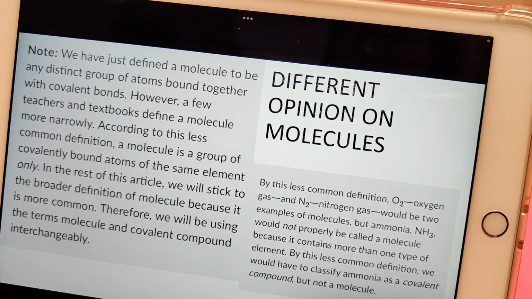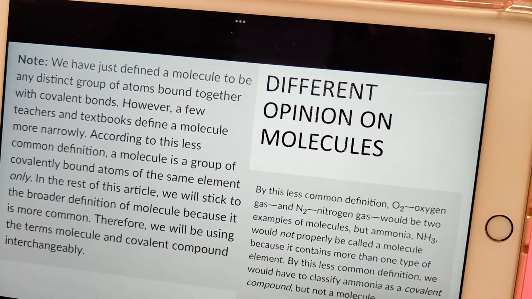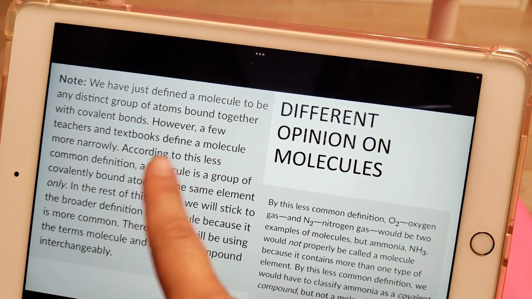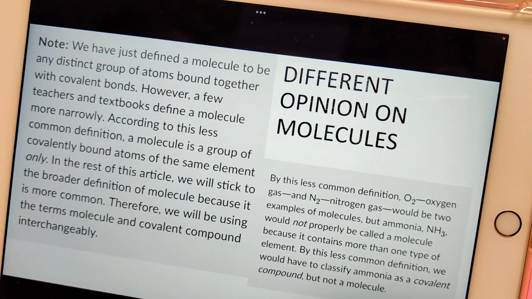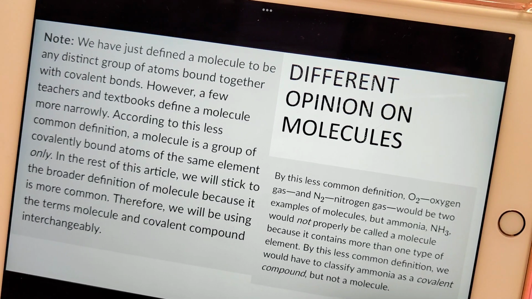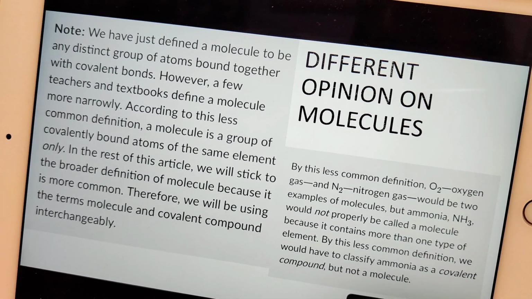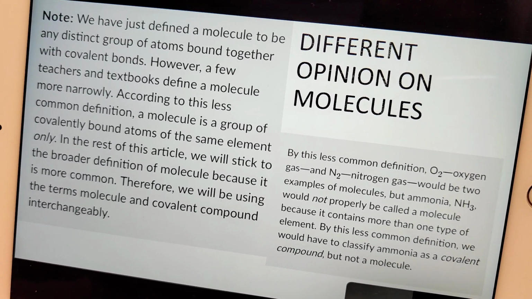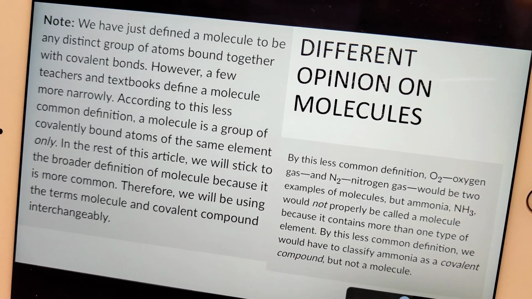But there are some definitions that are different. So I will also ask Olympiad which one they prefer. However, a few teachers and textbooks define a molecule more narrowly. According to this less common definition, a molecule is a group of covalently bound atoms of the same element only.